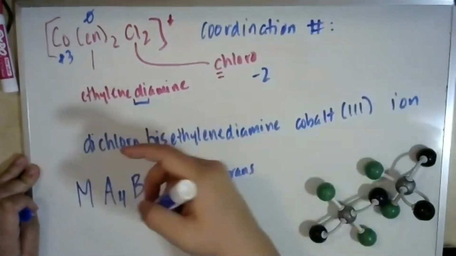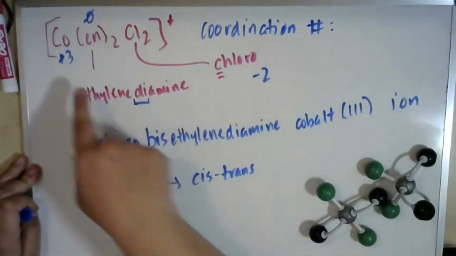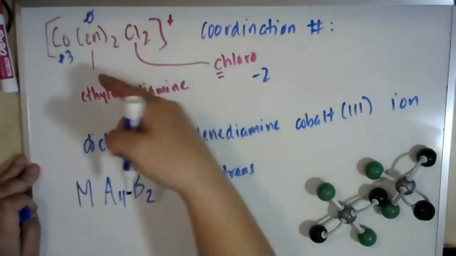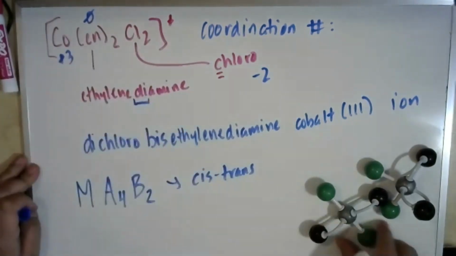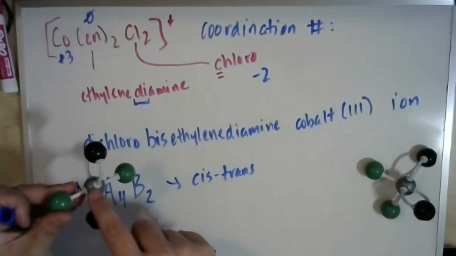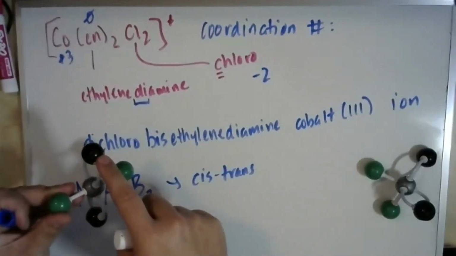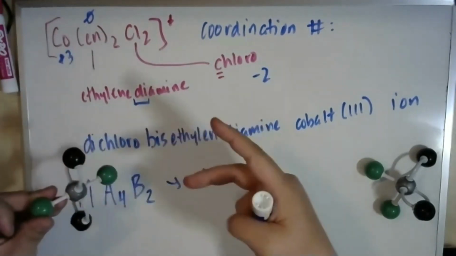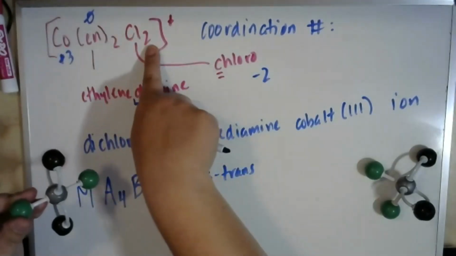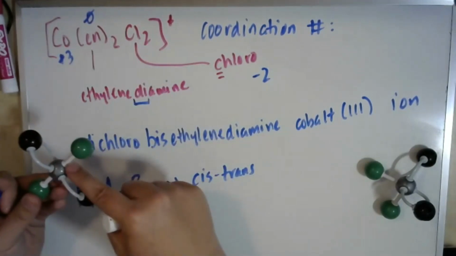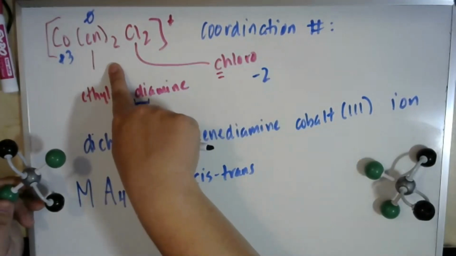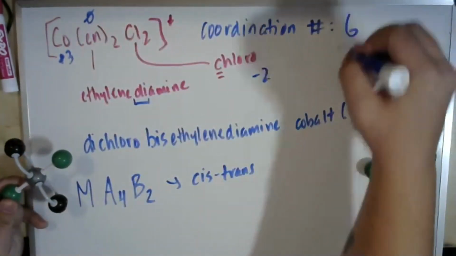Speaking of that, if we were going to find the coordination number of the cobalt in this ion, we would have to take into account that each ethylene diamine attaches at 2 points to our central metal. So each ethylene diamine contributes 2 to the coordination number, and there's 2 of them. There's also 2 chlorines, which are monodentate, with only 1 attachment point. So the overall coordination number of an ion like this is going to be 6.